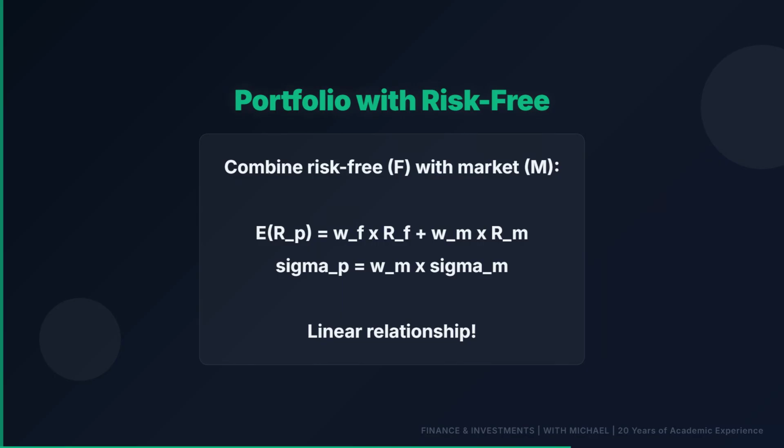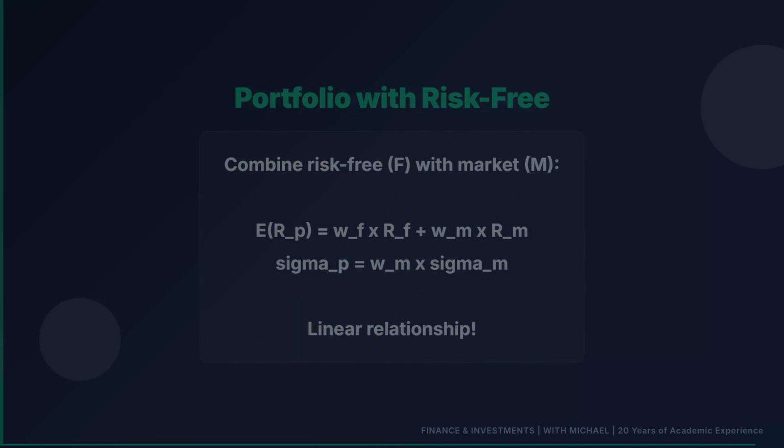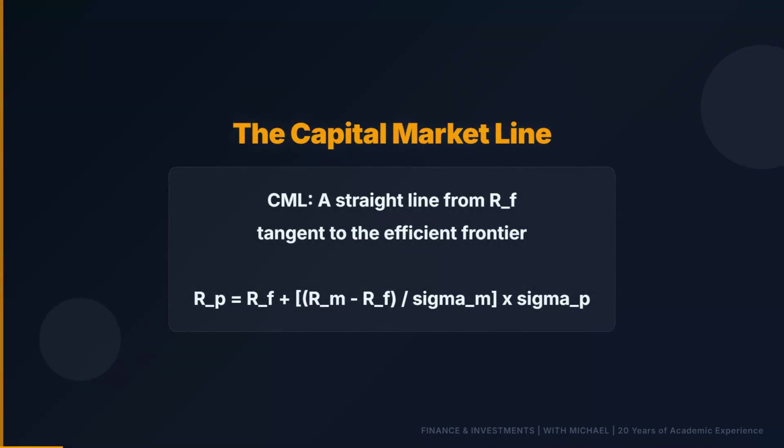All the investments will be on this straight line, which is called the Capital Market Line, but you can't really go above this line. This is the level that is available on the market. This is exactly what you can achieve on the market.